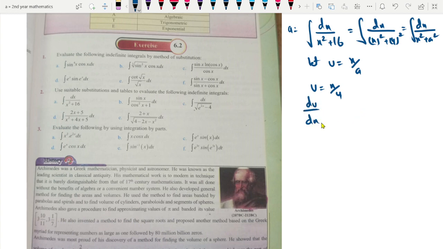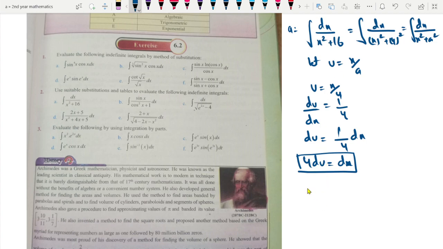So du divided by dx is equal to 1 divided by 4. When you take the derivative of this, it becomes 1 divided by 4, so du is equal to 1 divided by 4 dx, and 4 du is equal to dx. Now putting the values in the equation, here u is equal to x divided by a, which implies that x is equal to a u.